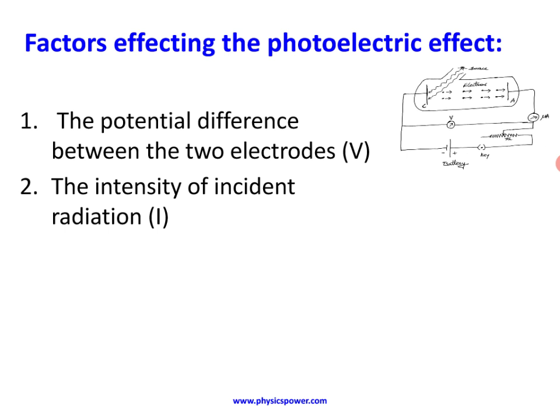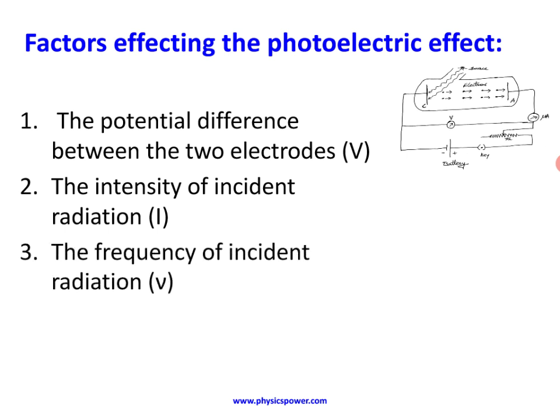So here, if you increase the number of photons, the number of electrons increases, and more electrons means the flow of current increases. Next, the third one: frequency of incident radiation.